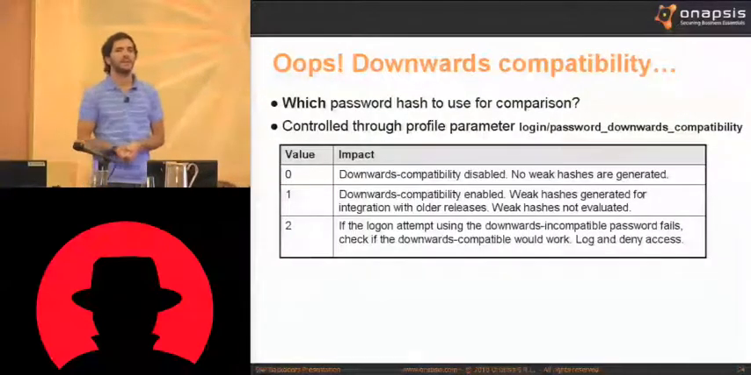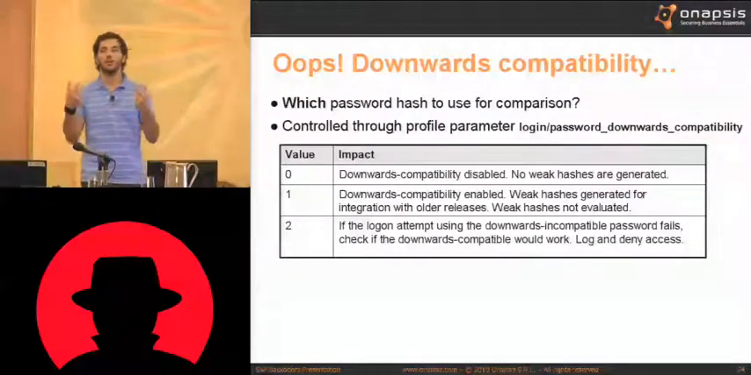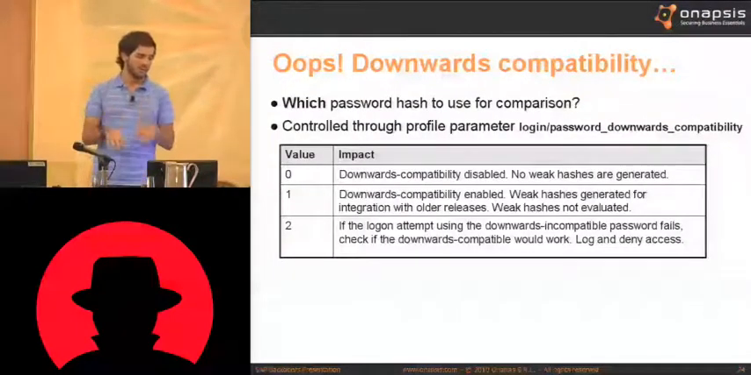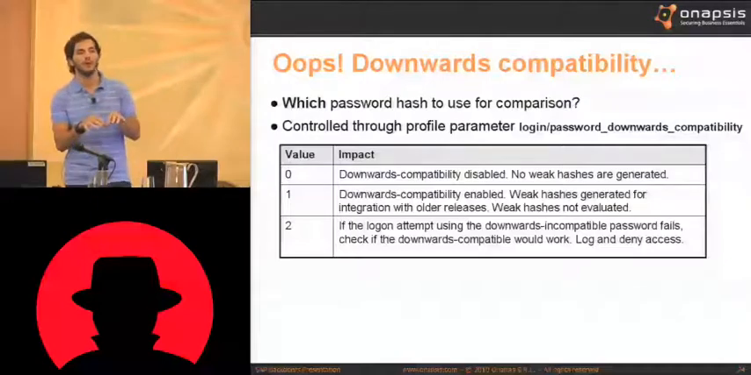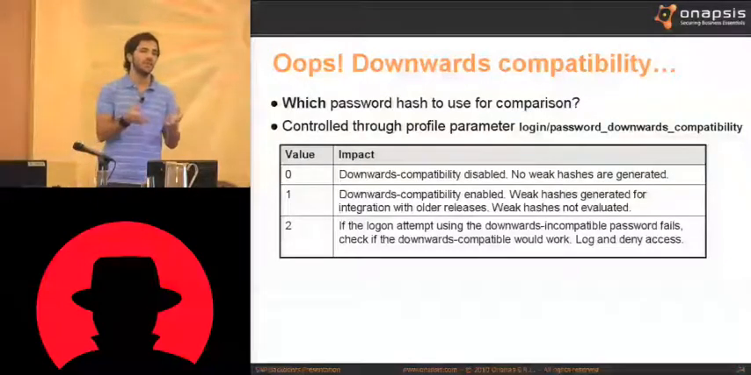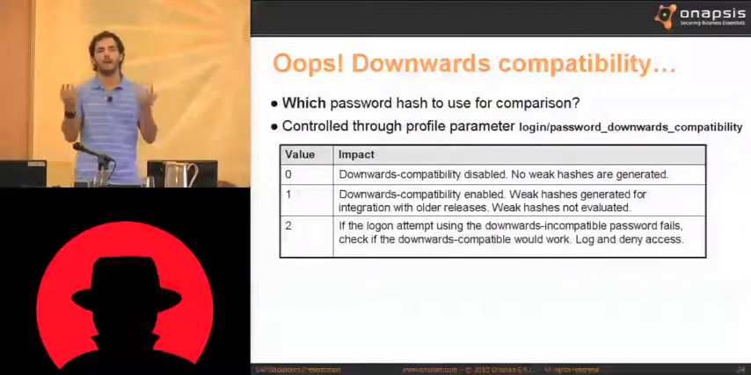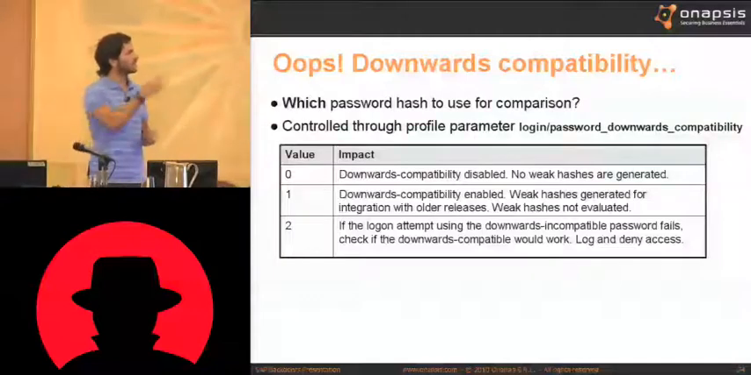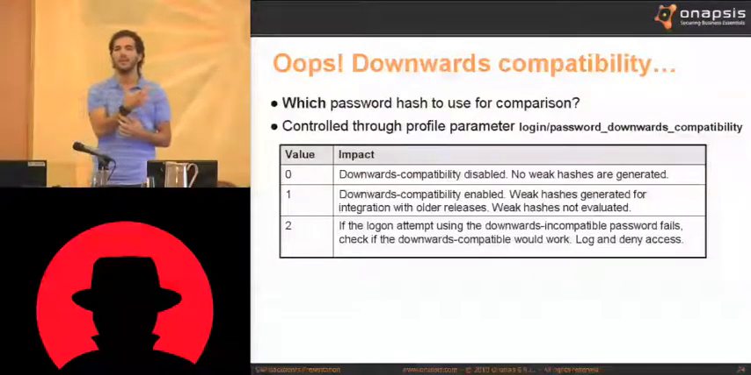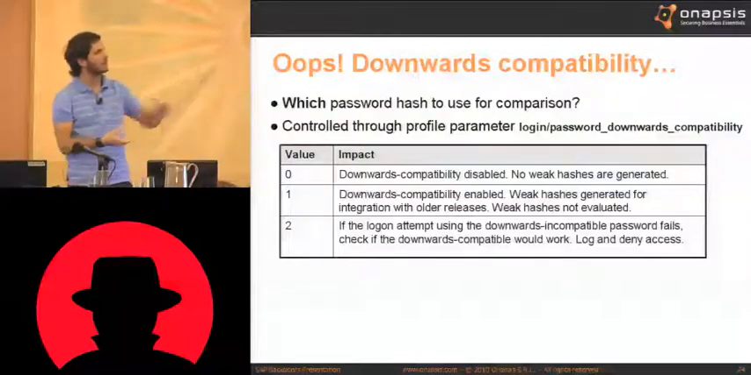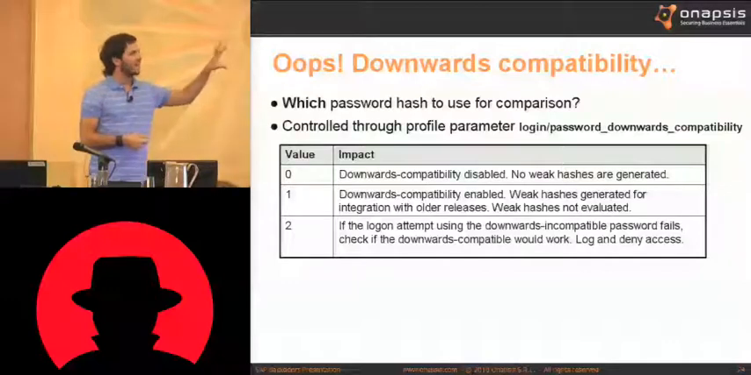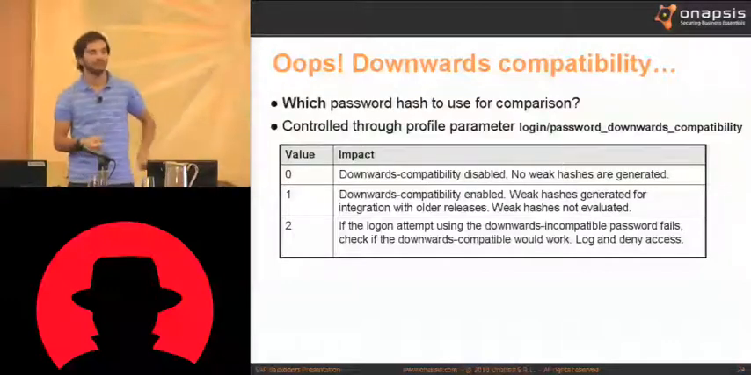So I told you that each user is going to contain 2 password hashes. So when you type in your password in the login screen, which password hash does the system use for comparison? This is controlled through a profile parameter, a configuration of the SAP instance called login password downwards compatibility. So this parameter can have one of these 3 values.